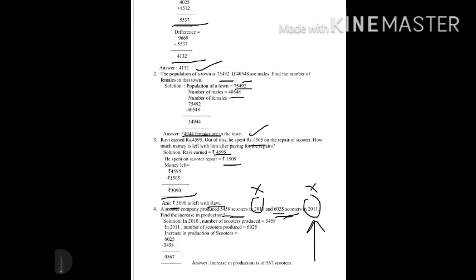So what you have to do? You have to subtract and find out how much is the difference. When you subtract these two numbers, you will get the difference. That is the increase in the production. How many scooters are made more the next year. So again, you have to put down the information like this, and then subtract it, and then finally write: the increase in production is 567 scooters were made more in the year 2011.